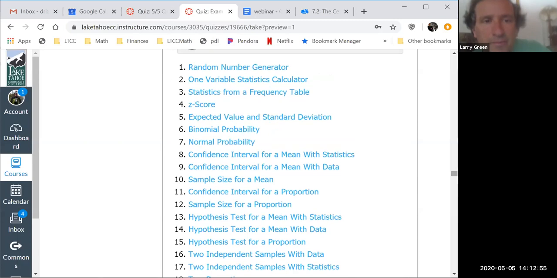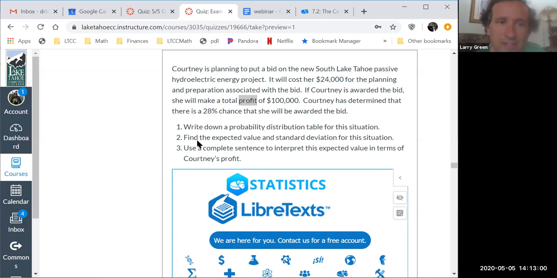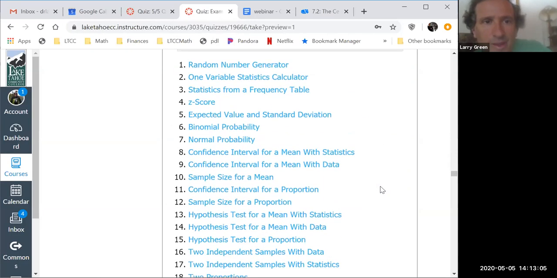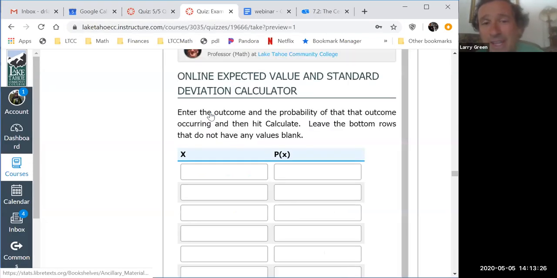Let's go to part B. Part B, or number 2, says find the expected value and the standard deviation for this situation. All right, which calculator do I need? What number? Somewhere between 1 and 17? Yeah, number 5, expected value and standard deviation. I tried to make labels obvious. So it says find the expected value and standard deviation, use the expected value and standard deviation calculator.